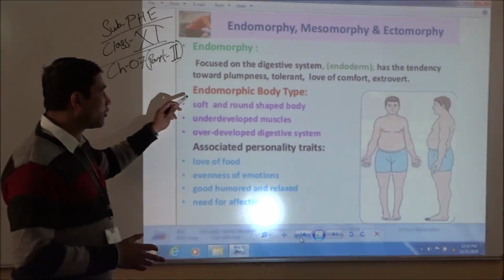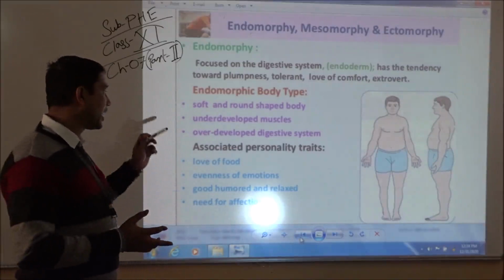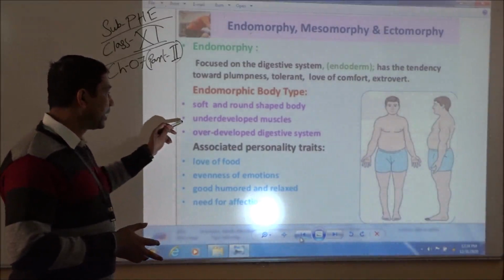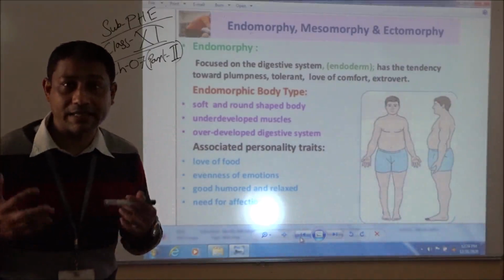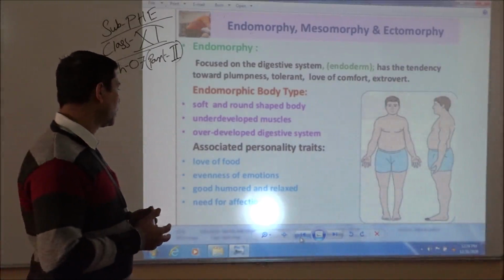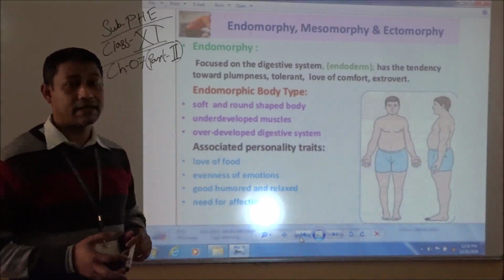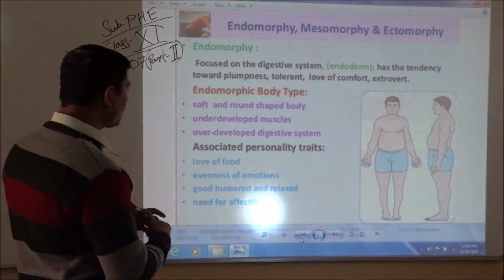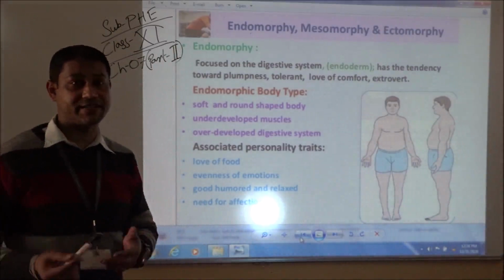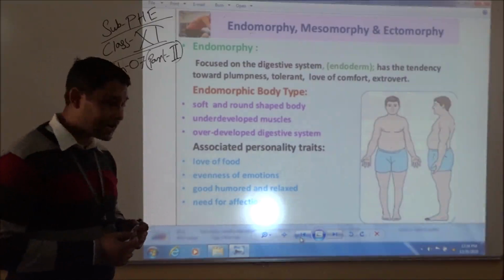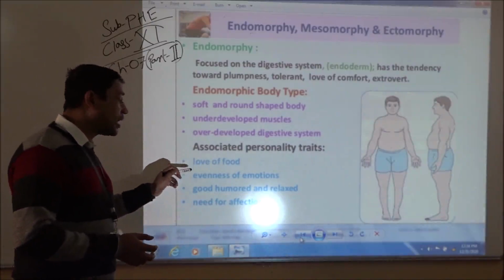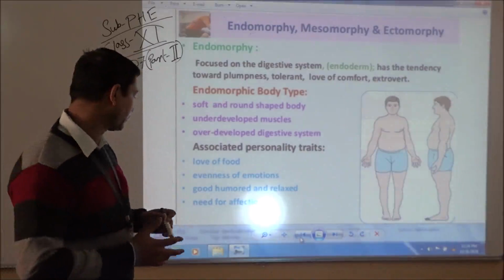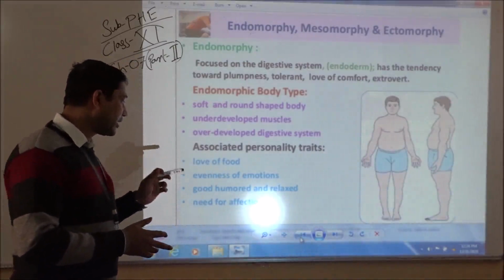Endomorph body types have a soft and round shaped body. They have underdeveloped muscles. They have an overdeveloped digestive system. Some of the associated personality traits of endomorphs are that they are very much fond of food. They love food. They have evenness of emotions.